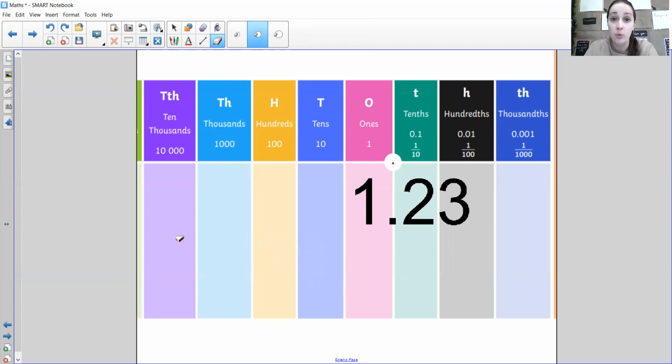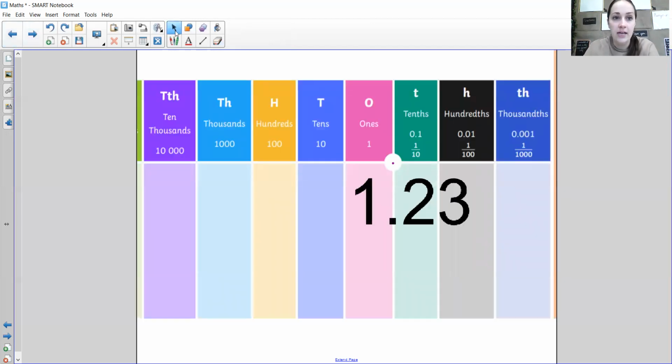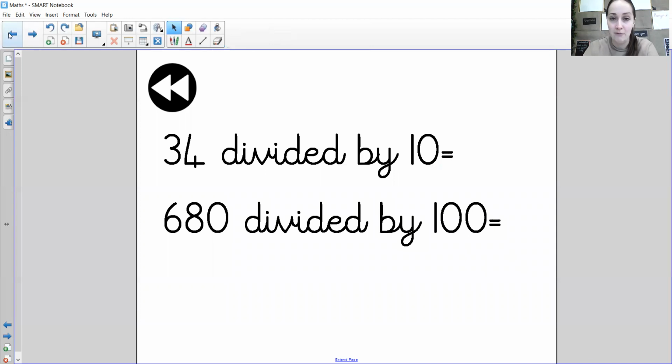Okay then. So we've looked at multiplying. We're now going to look at dividing by 10, 100 and 1,000. So to multiply, we make our number bigger. We move it to the left on our place value scale. So to divide, we make it smaller and we move it to the right. So we're going to do 34 divided by, oh, sorry, I didn't give you any time, did I? Right, there we go. Pause video, have a go.